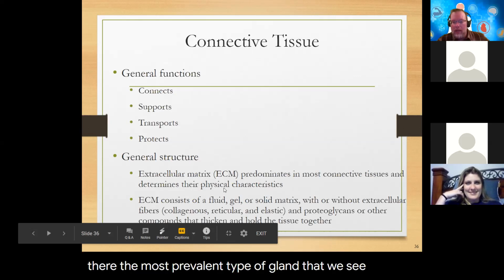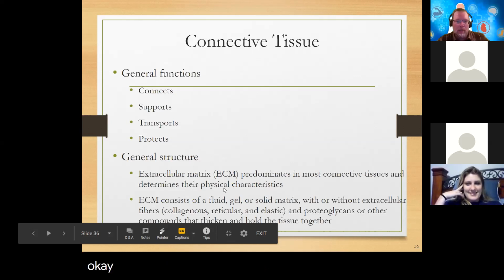Whew. Okay, well, we made it through epithelium. Let's go through connective for a few minutes.